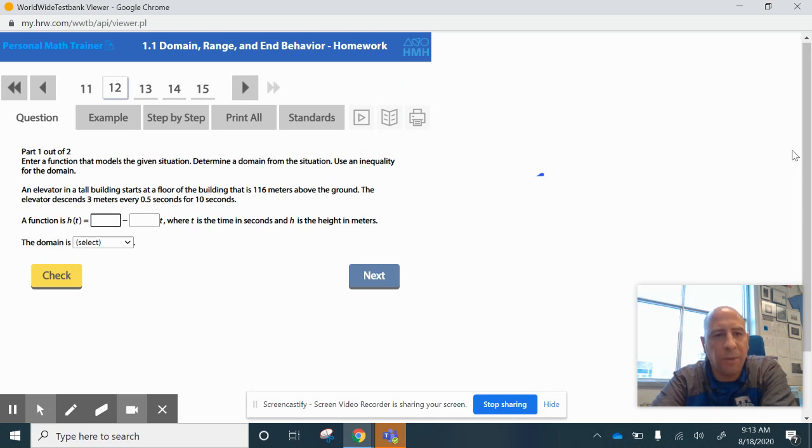An elevator in a tall building starts at a floor of the building that is 116 meters above the ground. The elevator descends 3 meters every 0.5 seconds for 10 seconds. So it says an elevator in a tall building starts at a floor that is 116 meters. Now it says t is time in seconds, h is height. So the 116, that's your starting point. So you start at 116 and you're descending, it says, at 3 meters every 0.5 seconds.